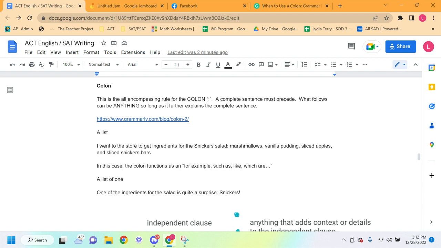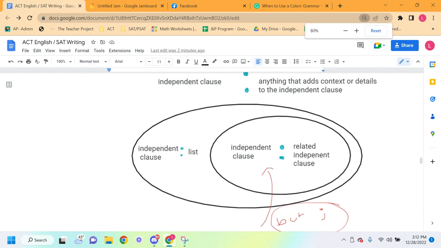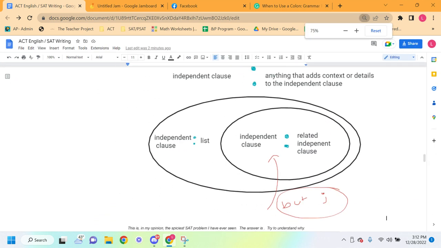You can also do it as a list of one. One of the ingredients for the salad is a surprise: Snickers, okay? Now, here's the thing. This is why it gets confusing. I'm going to scroll out here, okay? An independent clause comes before a colon, and what comes after the colon is anything that adds context or details to the independent clause. So here's the thing. That can also be another independent clause, and you may say, why would you do that? You should just use a semicolon.